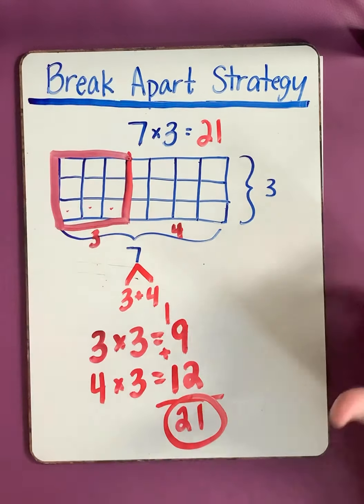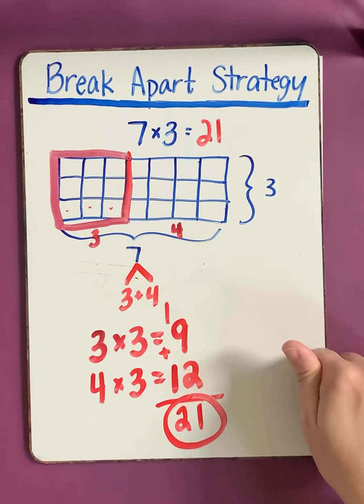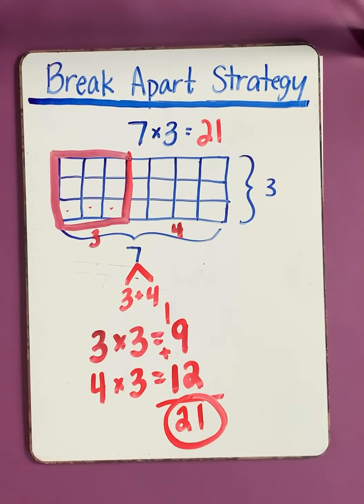If you wanted, we could have even broken apart this 3 here. Instead of breaking apart the 7, we could have broken apart the 3 into 2 and 1. So it would be 7 times 1 and 7 times 2. It's up to you. Either way, it would be good to make sure that you have your array drawn and then to be able to show what the arrays look like once you have it broken up. So this is definitely one that we're going to be using.